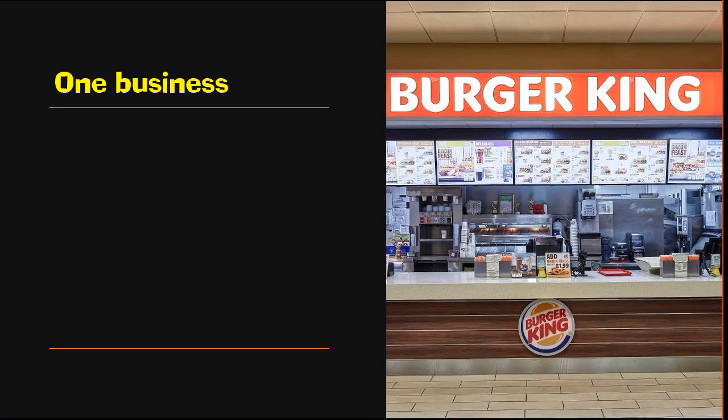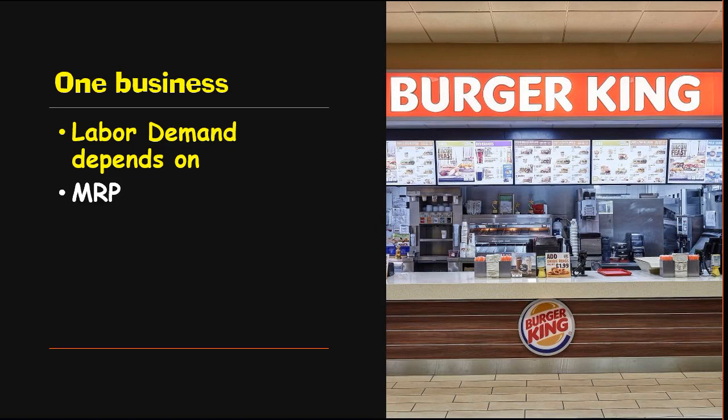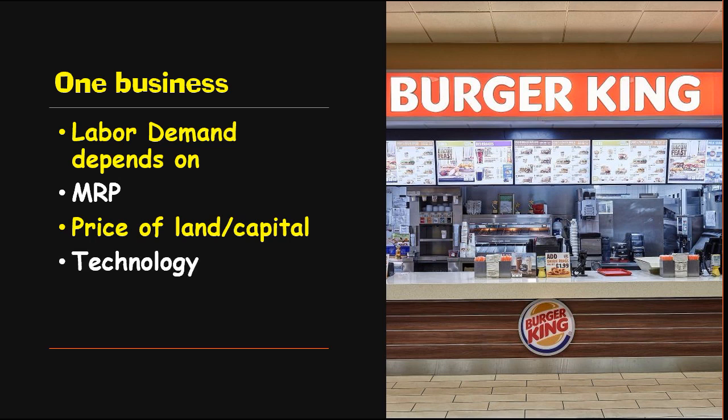So if we just look at one business, this Burger King, the demand for labor depends on their MRP, the individual output. How much does each worker produce in money terms? What's my value to the firm? The price of other things matters too. If I can replace you with a machine, and that machine doesn't cost millions and millions of dollars, I'll probably replace you with that machine, right? So the price of land and capital has an effect on the demand for labor. And related to that, of course, is technology. If we invent new technology, that'll change.